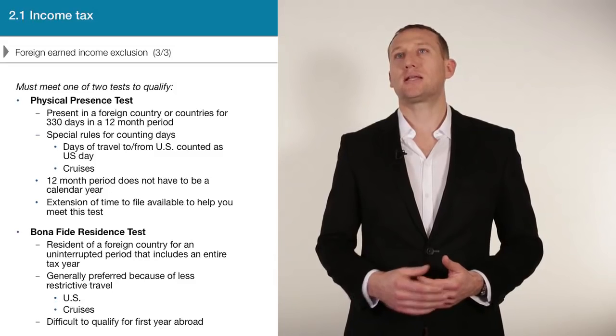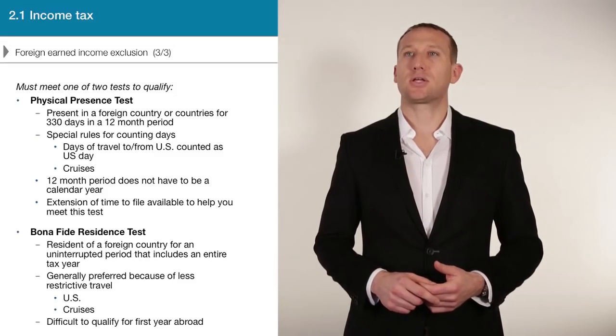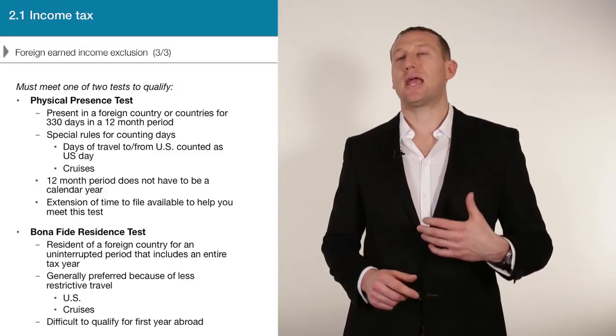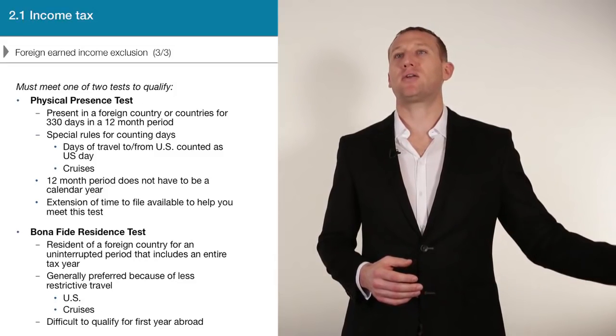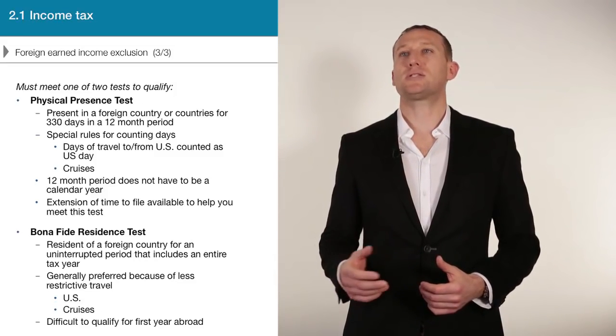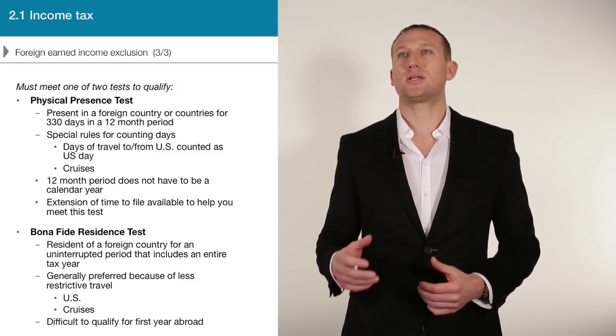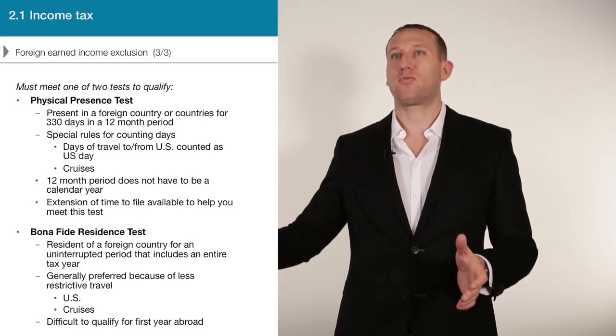Now, in order to qualify for either the foreign earned income exclusion or the foreign housing exclusion, you have to be considered a foreign resident. Now, there are two ways to be considered a foreign resident. One is by meeting the physical presence test, and the other is by meeting the bona fide residence test. Now, the physical presence test requires that you be present in a foreign country for 330 days in a 12-month period. Now remember, the 12-month period does not necessarily have to be a calendar year. It just has to be 12 consecutive months, so it could run from April to April, for example.